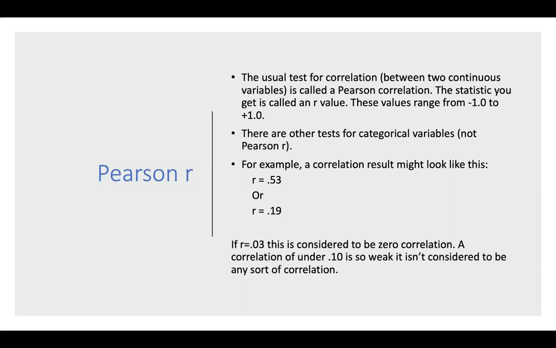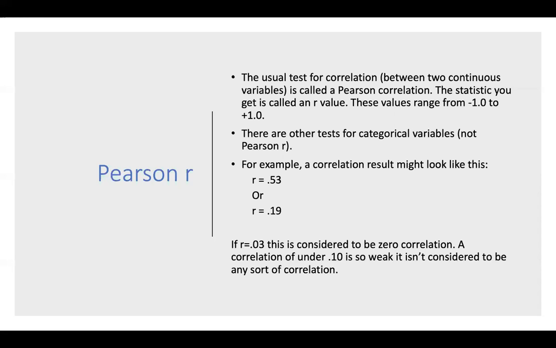And so that R value will range between negative 1.0 and positive 1.0. It's somewhere between those two. And depending on where it is, you can say whether or not it's a strong correlation or a weak correlation. So when you interpret correlation, you're always looking at the absolute value. So anything that's closer to zero is a very weak or a zero correlation.